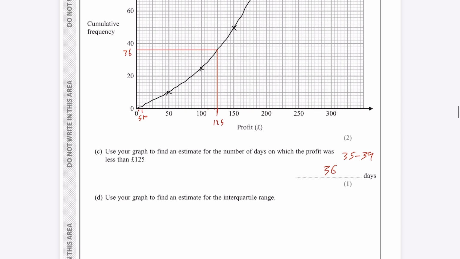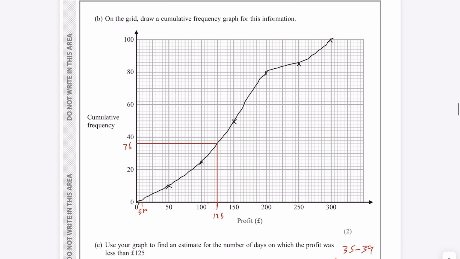Now for the next one, it's asking us for the interquartile range. So the interquartile range is the upper quartile take away the lower quartile. So the upper quartile is 3/4 and the lower quartile is 1/4. Now 3/4 of 100 is going to be 75, so that's going to be 75, which is there. So I'm going to draw a line across till it stretches the graph, and then a line down.